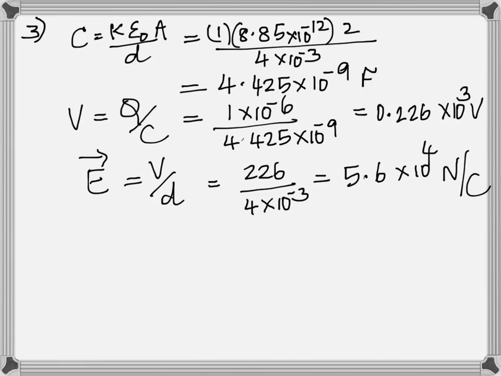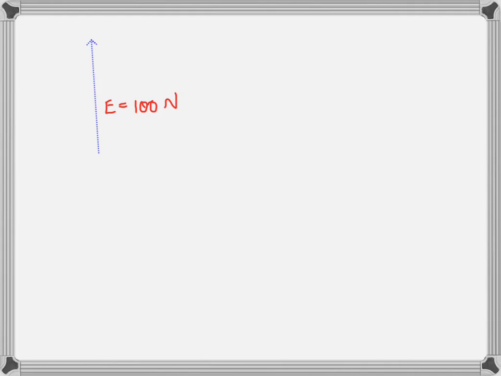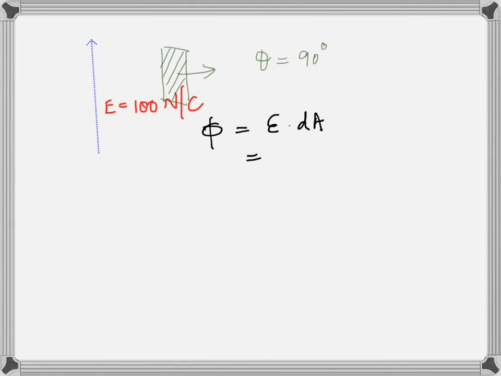(5.6 times 10 to the 4). You have to have this set up like that. The electric field is along the y-axis, positive y. It's a vector. And you have the surface parallel to the YZ plane. Is that correct? YZ plane, parallel. So they are parallel to each other.